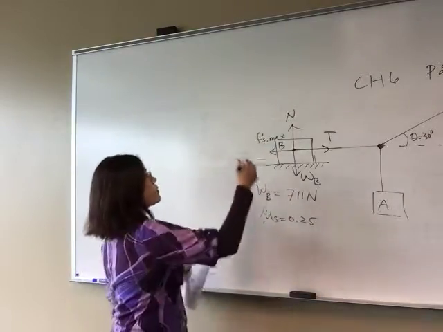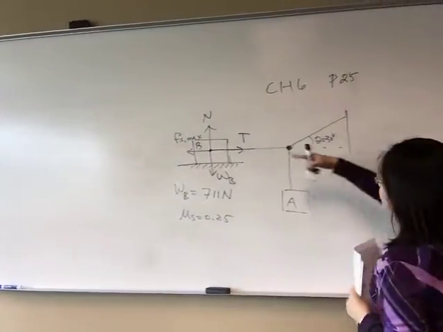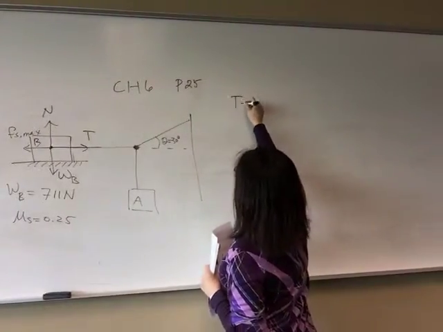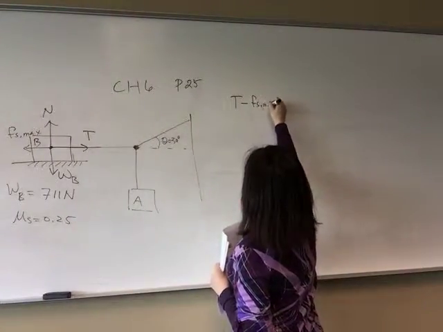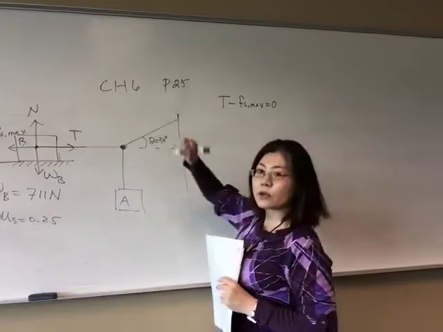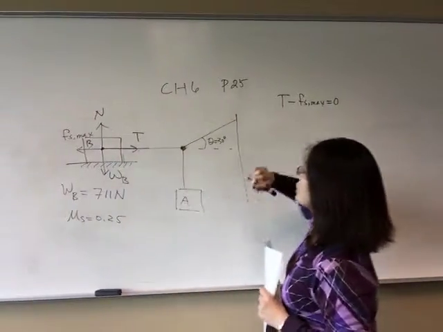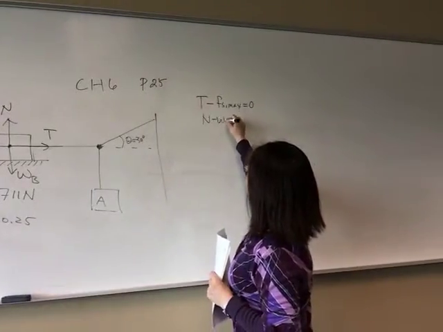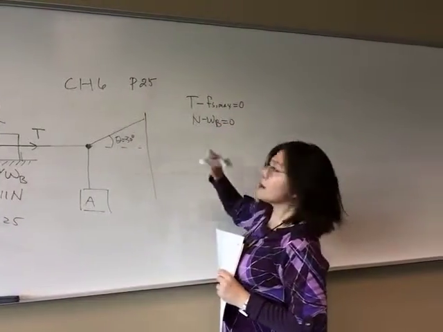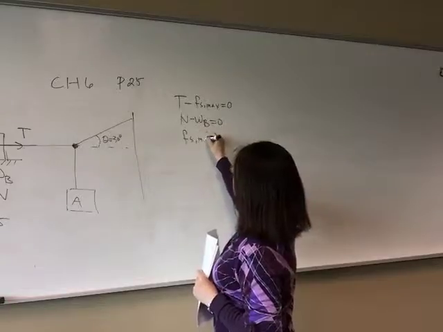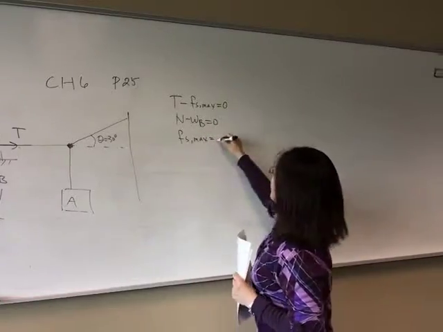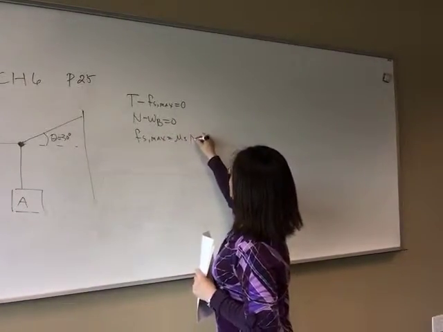Okay, so we can actually just write it down here. Just based on this diagram, T minus the maximum static friction has to be equal to 0, because the whole thing is assumed to be stationary. And the normal force and the gravitational force, WB, have to be balanced with each other. And the maximum static friction has to be equal to mu S times the normal force.